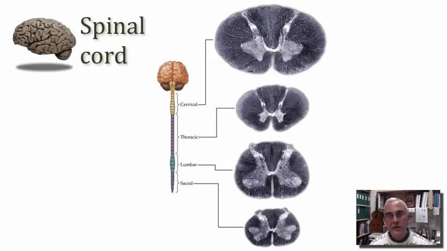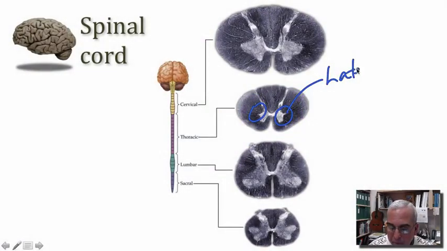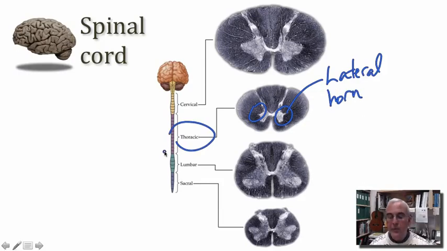Now, one key difference that I want you to look for is the lateral margins of the gray matter of the spinal cord. You'll note that in the thoracic cord, there is a lateral protrusion from the gray matter right near the junction of the ventral horn and the dorsal horn. This is a feature that we call the lateral horn. And this is a distinctive feature of the thoracic spinal cord.